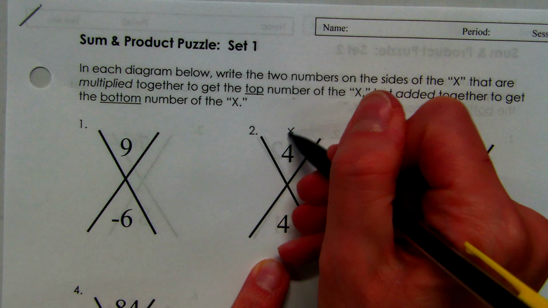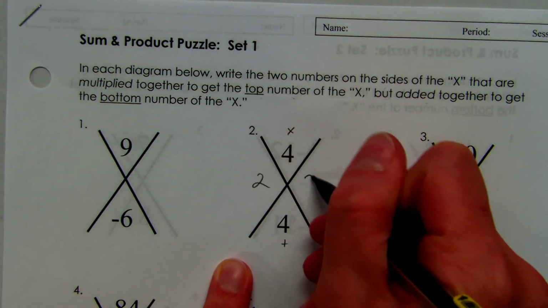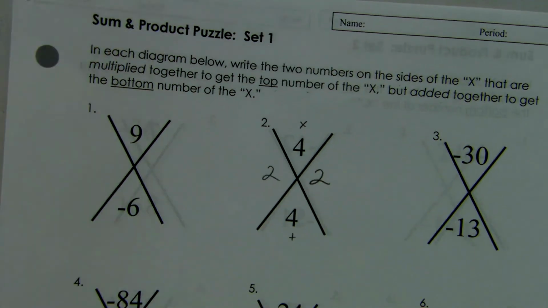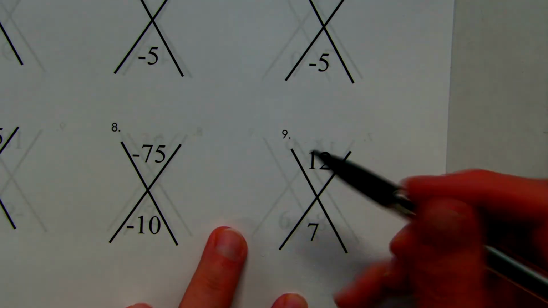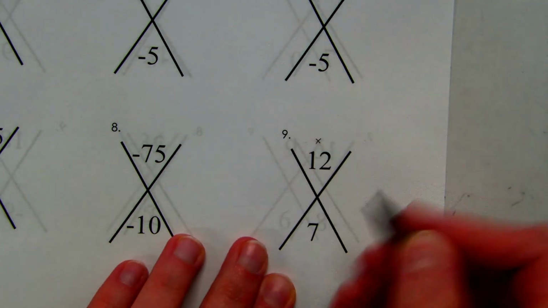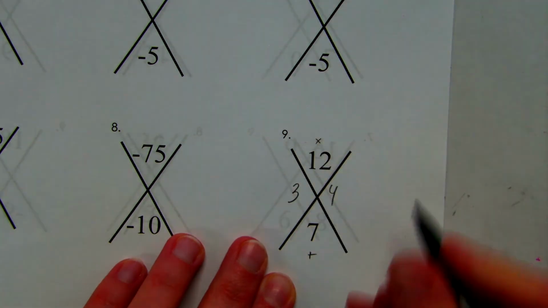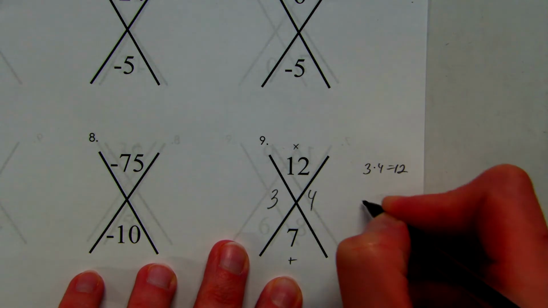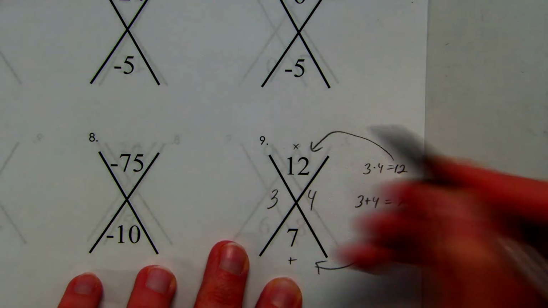So if we skip to number 2, we're looking for numbers that multiply to make 4 and add up to 4. So that's pretty easy. Your numbers are just going to be 2 and 2. And if we skip down to number 9, I know I'm going out of order, but this is how it's going to make sense. On number 9, we're multiplying to get 12, but adding to get 7. So that would be 3 and 4. So out to the side, just to show what we're thinking, 3 times 4 is 12, and 3 plus 4 is 7. So that's how we're getting these two numbers.